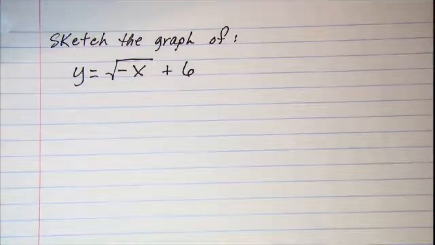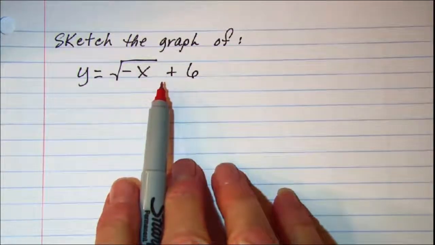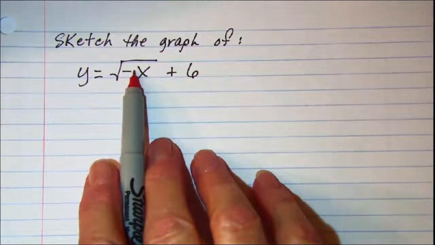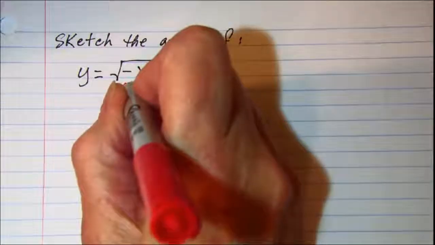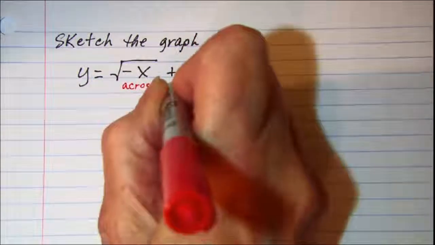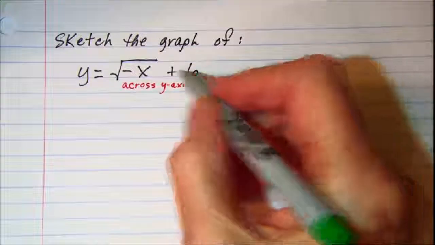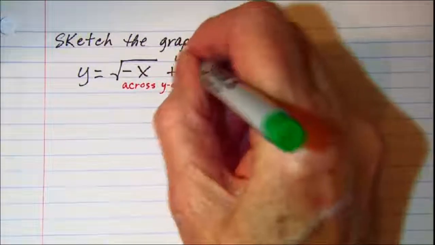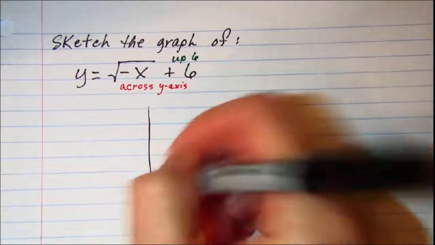Let's see if we can figure out what this will do before we put it in our calculator. The negative inside the radical is going to reflect across the y-axis. And then adding 6 out here outside the function should make it go up 6. So let's just see.